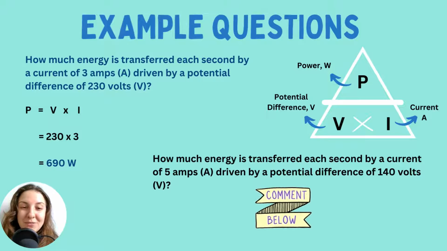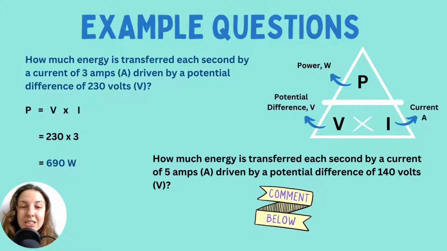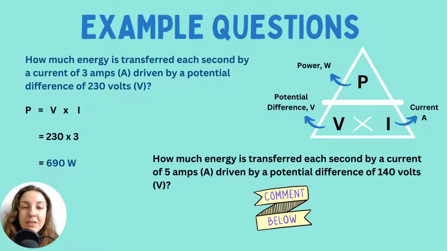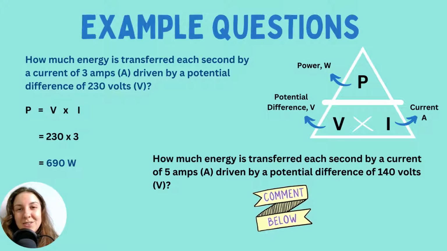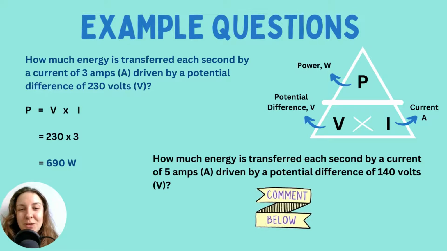Here is a question for yourself. How much energy is transferred each second by a current of 5 amps driven by a potential difference of 140 volts? Comment down below, what do you think the answer is? I'll leave the answer in the description box for you.